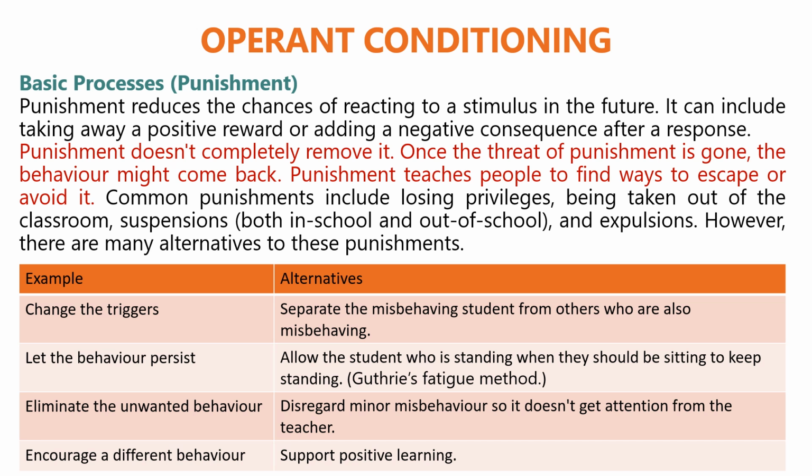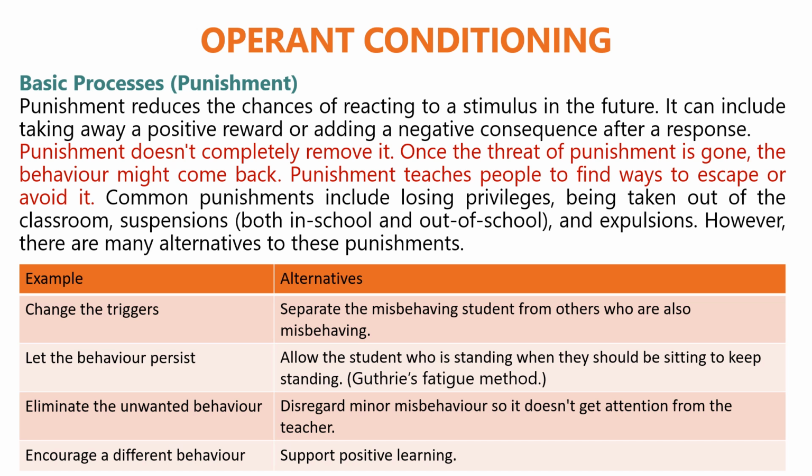Now punishment. Punishment reduces the chance of reacting to a stimulus in the future. As we have seen, there are two examples of punishment, one positive and one negative, but punishment reduces the chance of reacting to a stimulus in the future. It can include taking away a positive reward or adding an aversive one, we all know. Punishment doesn't completely remove the behavior. Once the threat of punishment is gone, the behavior might come back, until there is a threat of punishment.